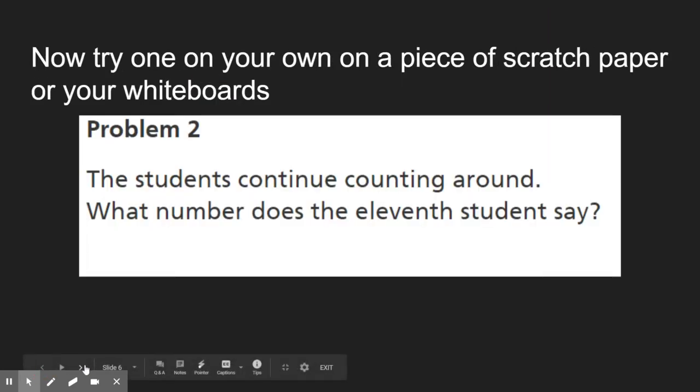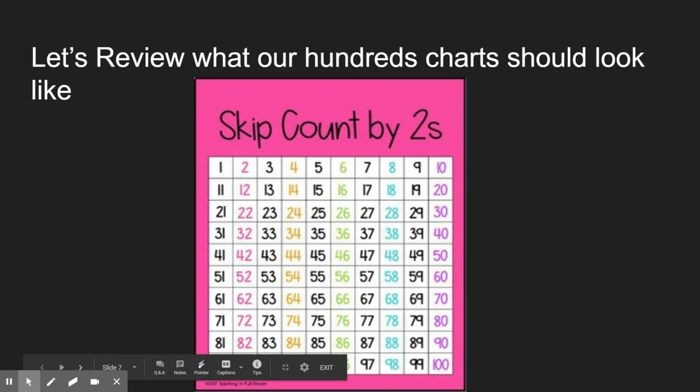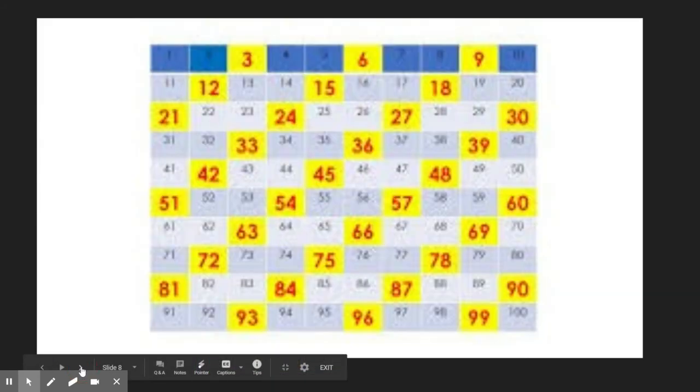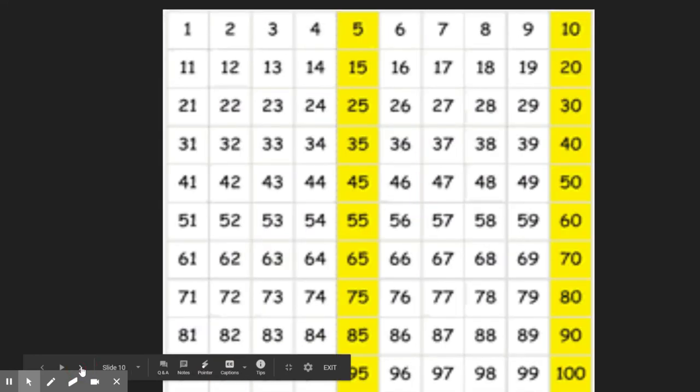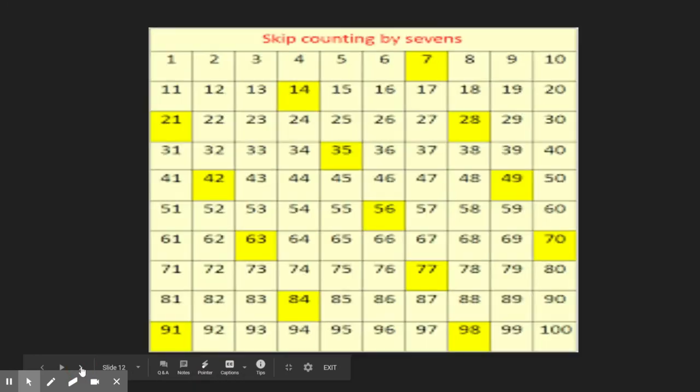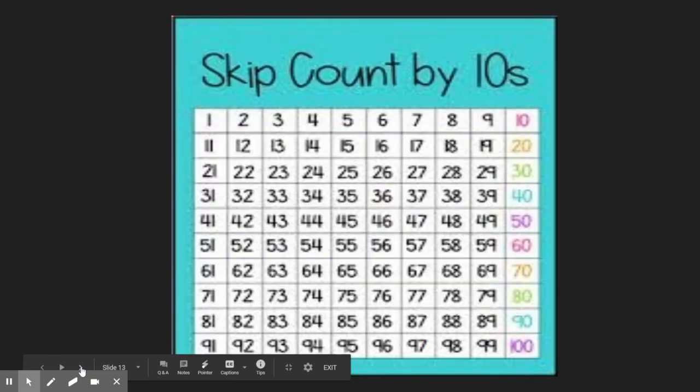So let's review skip counting. Remember, we have skip counting by 2s. They are all highlighted in the different colors here. We start at 2 and go to 100: 2, 4, 6, 8, 10, and so on. These are supposed to be somewhere close in an interactive notebook where you can grab them. I'm sure you have your number charts to skip count by. So there's 2s, 3s, 4s, 5s, 6s, 7s, and 10s. These are the ones that we've learned about so far.